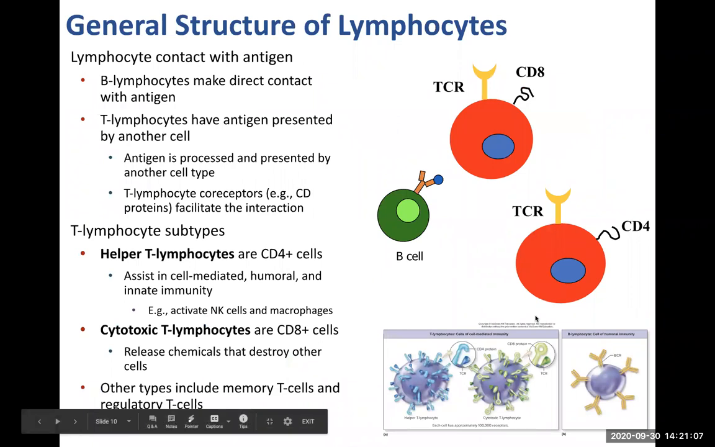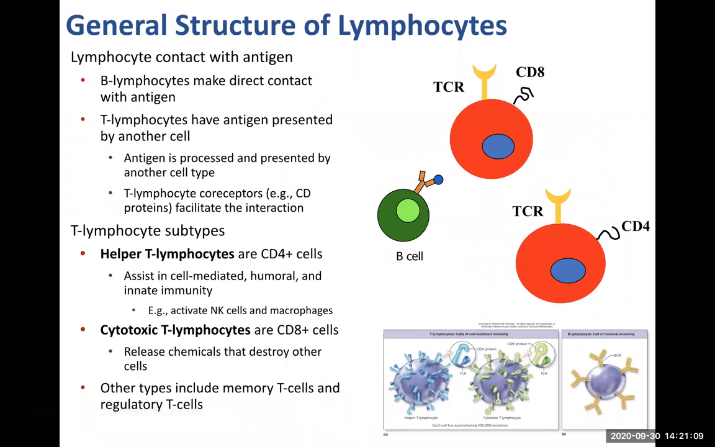Okay, so that's what this slide goes over: helper cells versus cytotoxic cells. If I were to ask you what type of cell is CD4 positive, that would be a helper T cell, right? If I were to ask you which cells are CD8 positive, that would be a cytotoxic T cell.